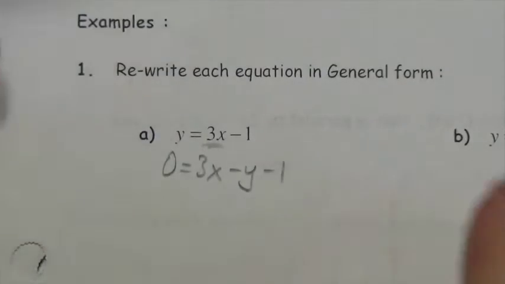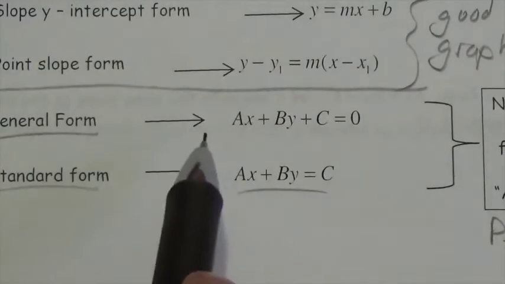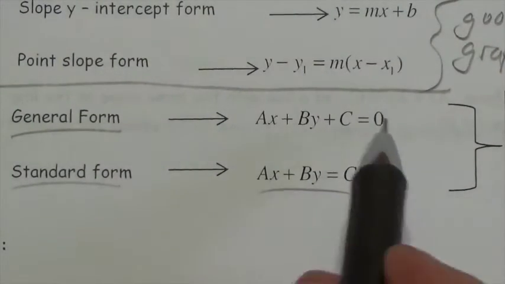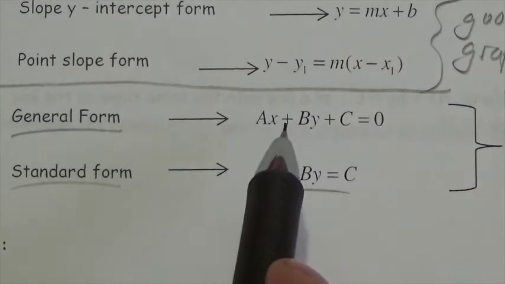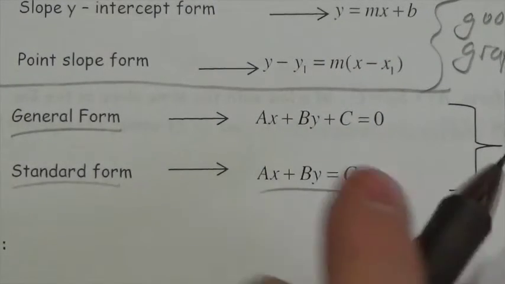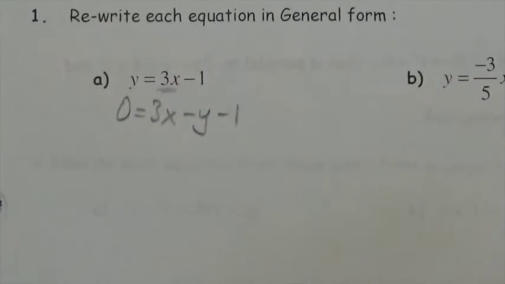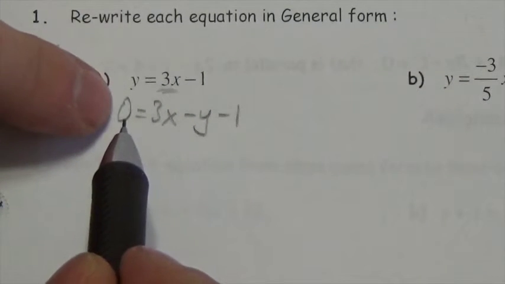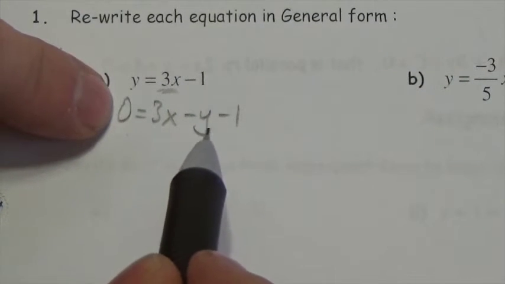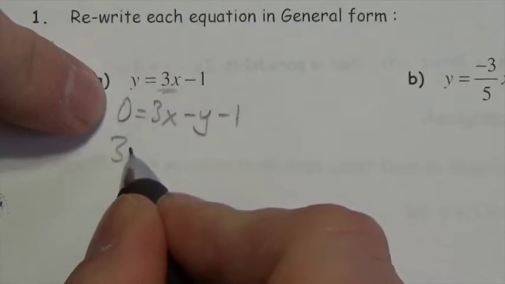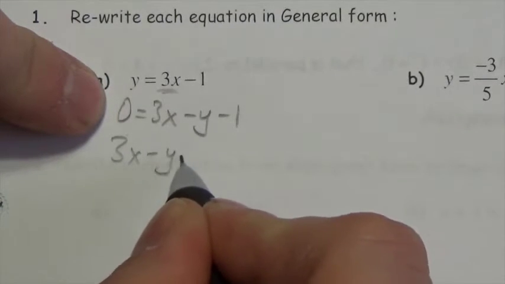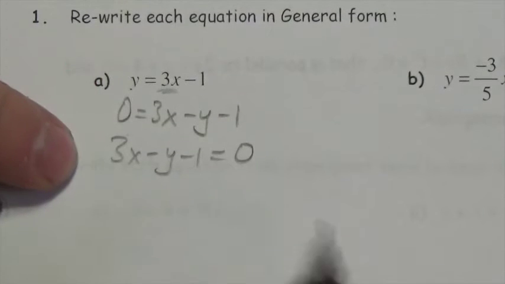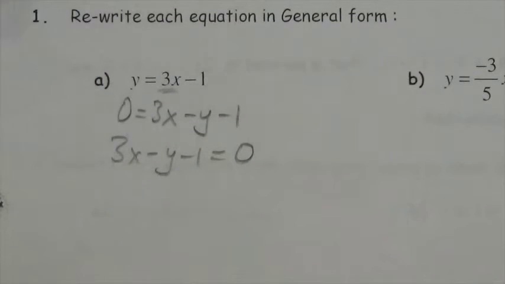Now, when you look up at the general form, you're going to notice that it's Ax plus By plus C equals 0. Now, if you liked having that equal 0 on the right there, then what you can recognize here is that if 0 is equal to 3x minus y minus 1, then it is equally true that 3x minus y minus 1 is equal to 0. You can just simply write it on the other side, and that's totally fine.